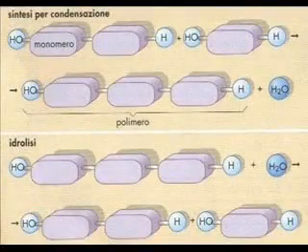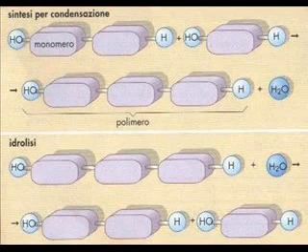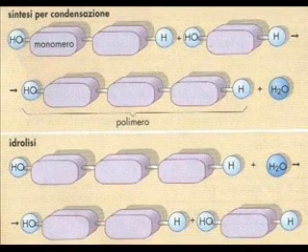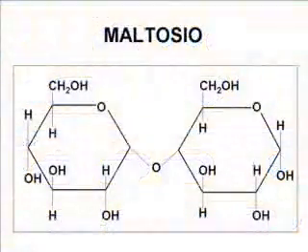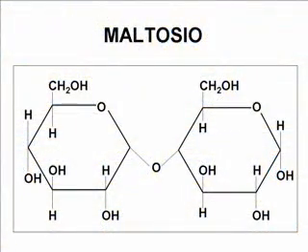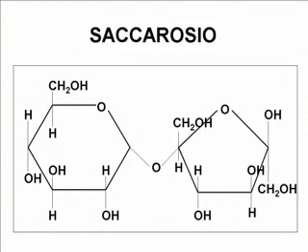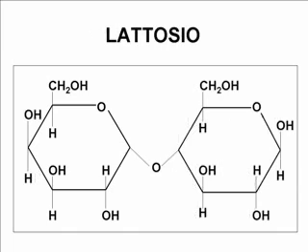Disaccharides are obtained through a condensation process with elimination of a water molecule. Among disaccharides there are maltose, formed by two glucose molecules, saccharose, formed by a glucose molecule and a fructose one, and lactose, formed by a glucose molecule and a galactose one.